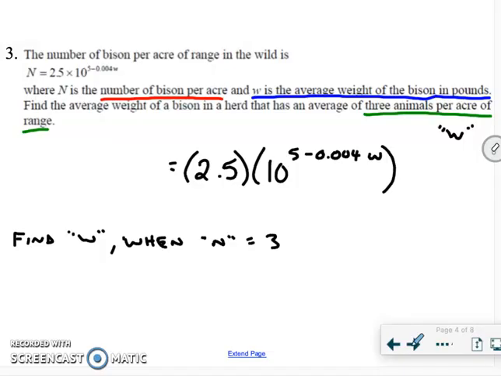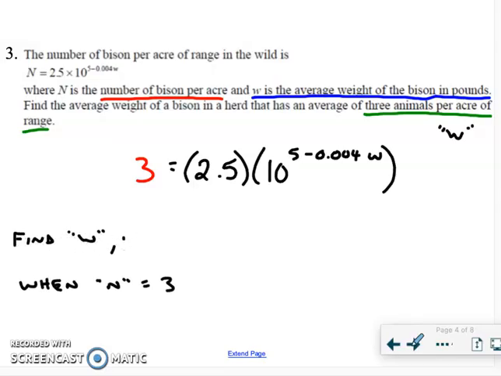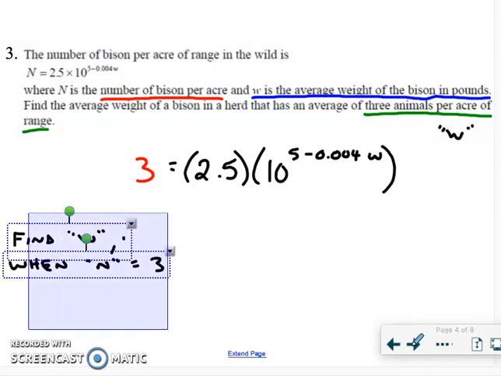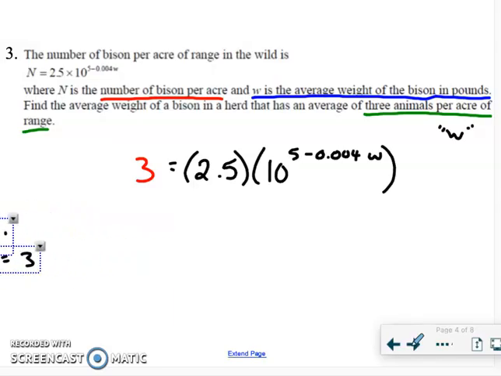So to do exactly that, we'll let N equal 3, and now we want to go about solving. So go ahead and actually solve this. We have to stay true to the order of operations. If you're thinking, all right, I'm just going to multiply 2.5 times 10, that's not the way that we want to go about doing this.